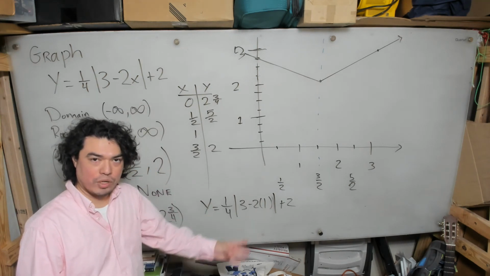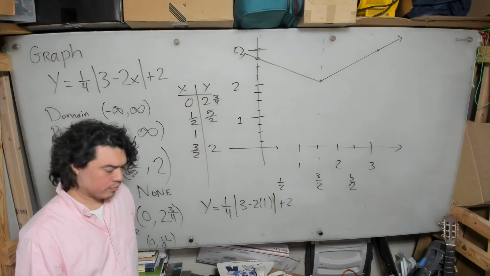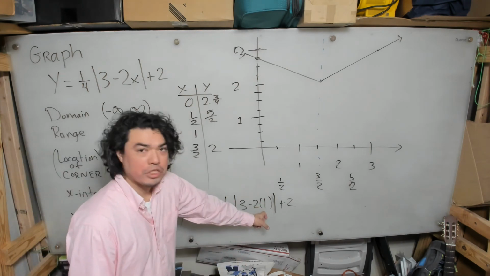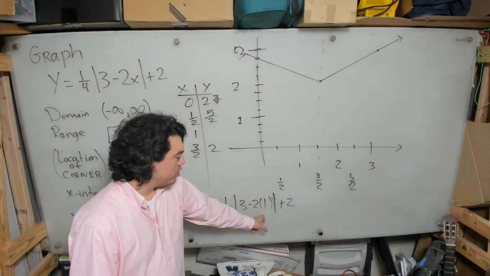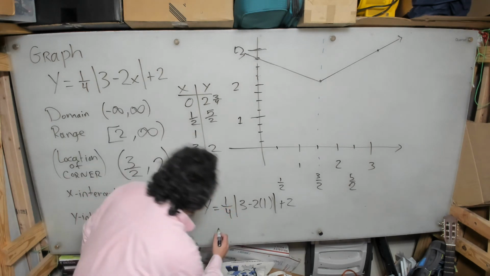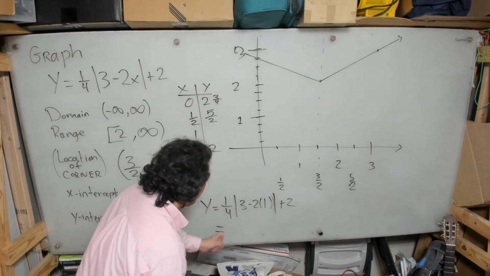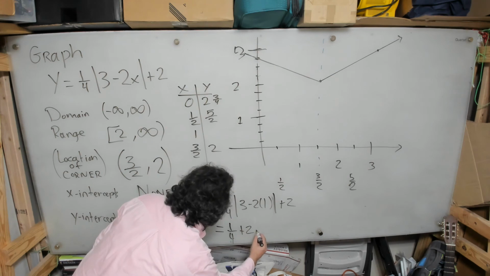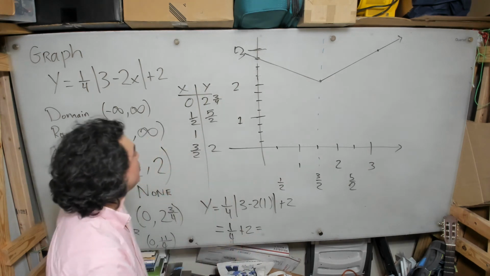If we have 3 times 1, that's 3. 2 times 1, 2. 100 times 1, 100. 2 times 1 is 2. 3 minus 2 is 1. What's the absolute value of 1? 1. Okay, so we're left with, and what's 1 times 1/4? Just 1/4. Okay? And then plus 2. And we can see, aha, that's going to be 2 and 1/4.